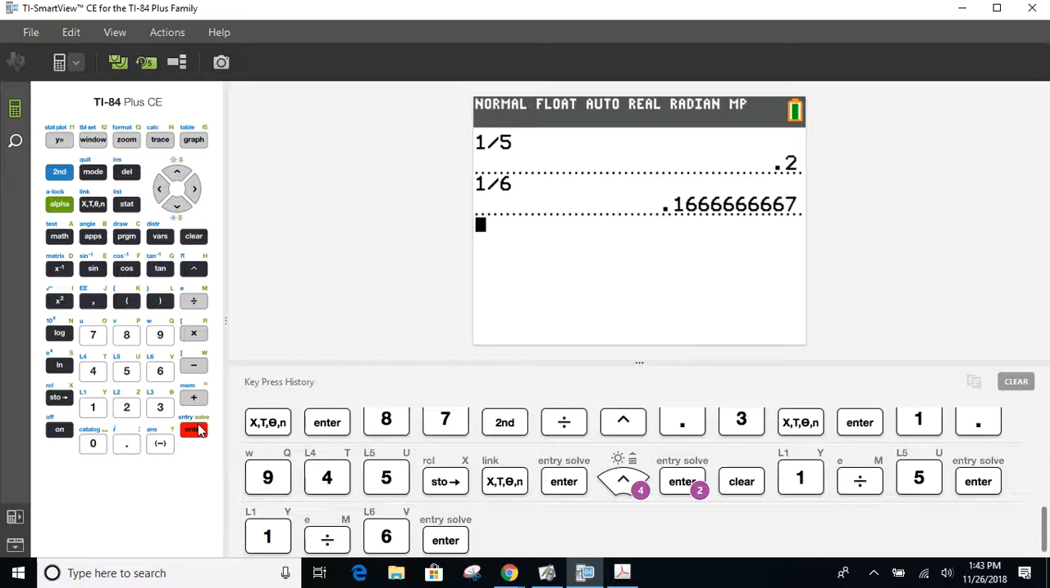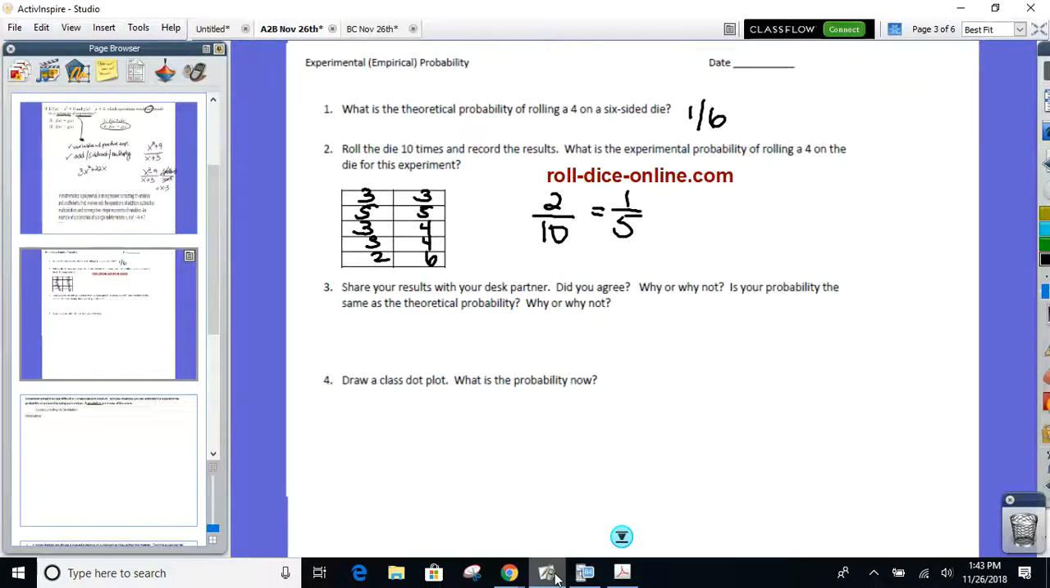Here's what I want to do now. I want to take your 10 rolls and my 10 rolls and everyone's 10 rolls and combine them. Do we get any closer to that 1 out of 6? All right, so here's what, and I don't need you to do it. I'm going to do it up here.